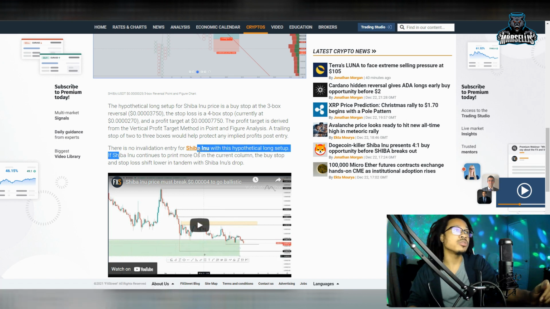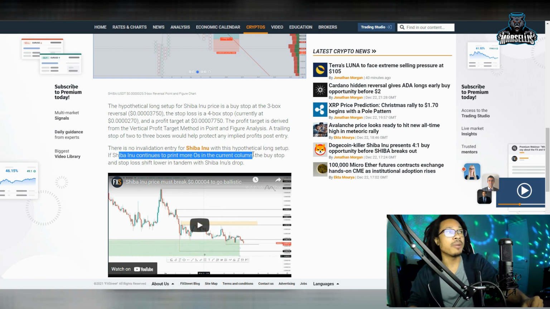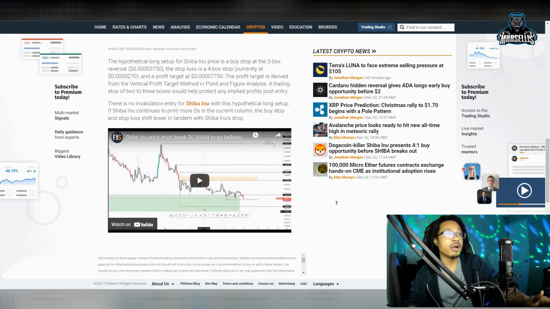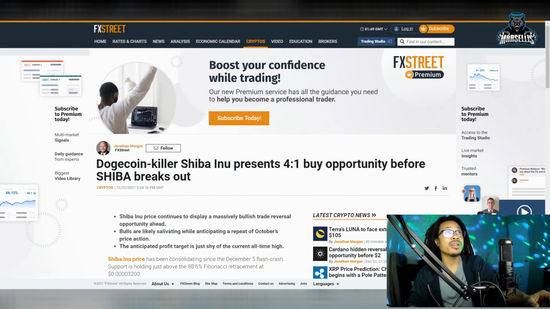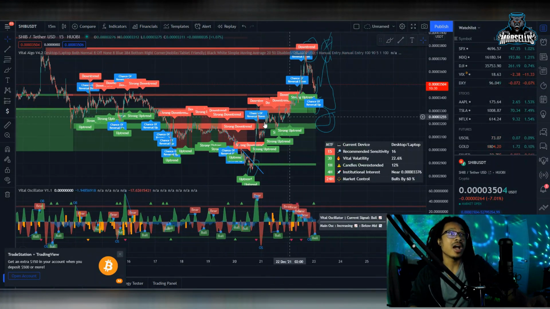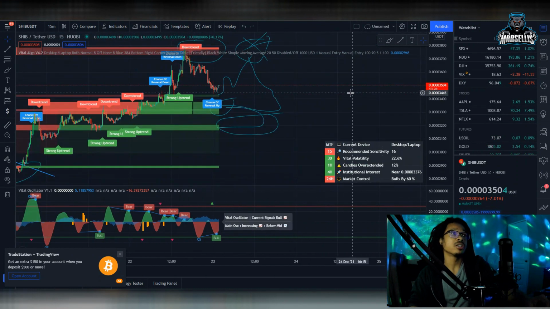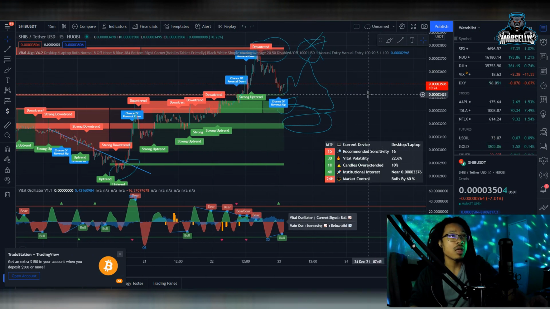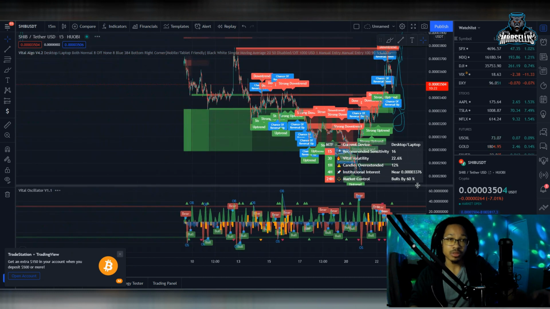So if Shiba Inu continues to print more zeros in the current column, the buy stop and stop loss shift lower in tandem with Shiba Inu's drop. Now, pretty much what I see going on right now with Shiba Inu, it's straight bullish momentum, straight bullish movements right now. I don't see any kind of bearish signal here. Now we do have this pullback that we had, but that's natural. But I'm just looking at the supply and demand.